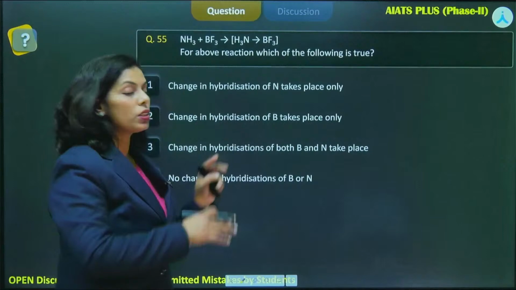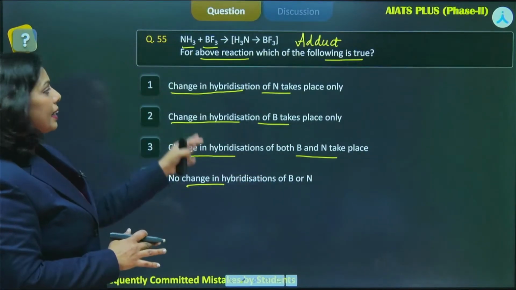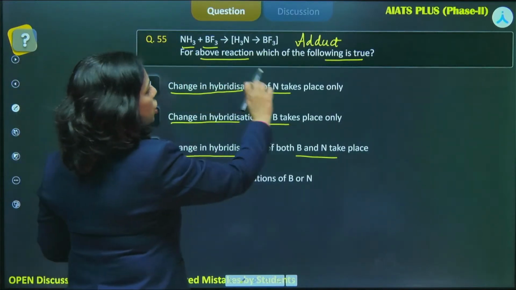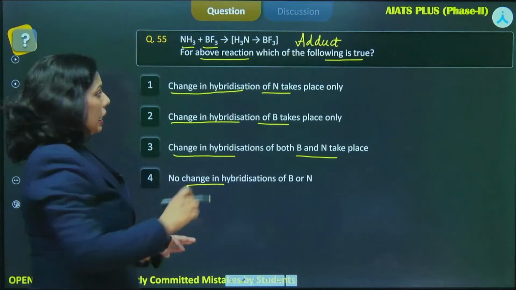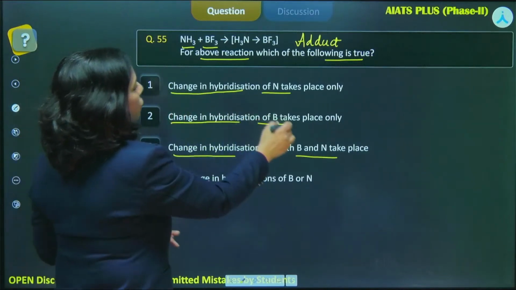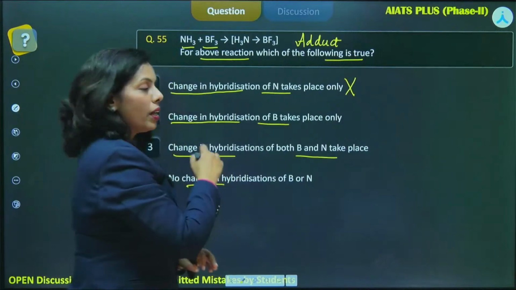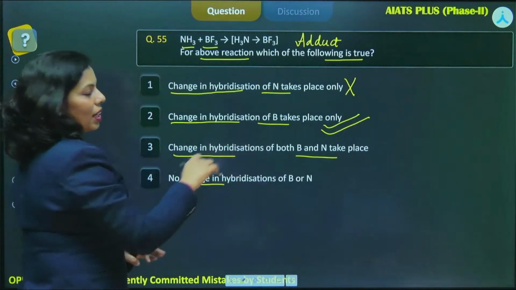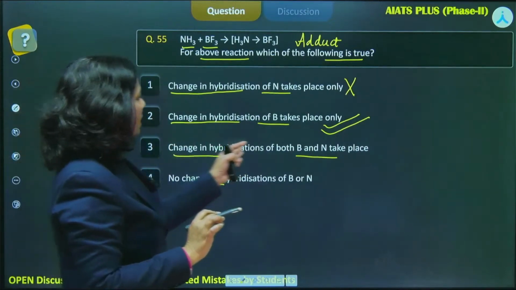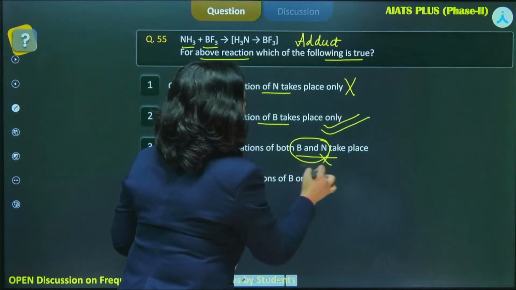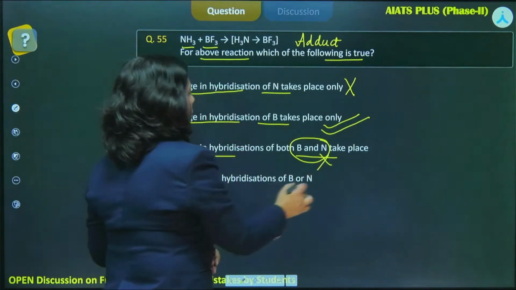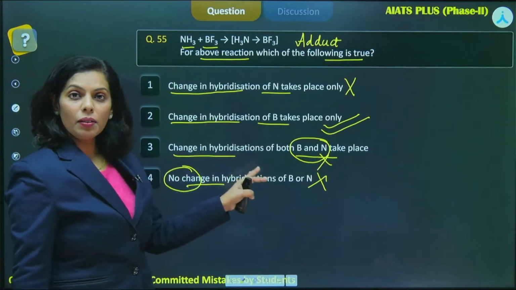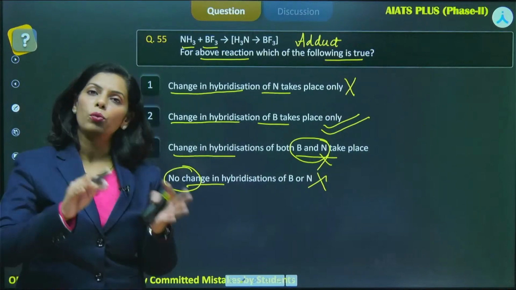Now, on the basis of this discussion, it is easy to opt for the right answer. Just check. The question was, from the above reaction, which of the following is true, right? The first option is, does change in hybridization of nitrogen take place? Definitely no. And does change in hybridization of boron take place? This is right. The other two options are contradictory. We cannot choose them because change in hybridization of both nitrogen and boron is not taking place. This is incorrect. And no change in hybridization is also incorrect. So we identified the right answer. Simple question, but you should know the concept, then only you can apply.